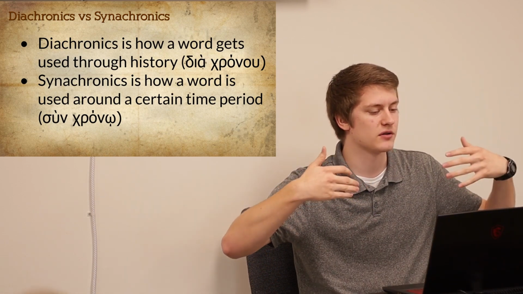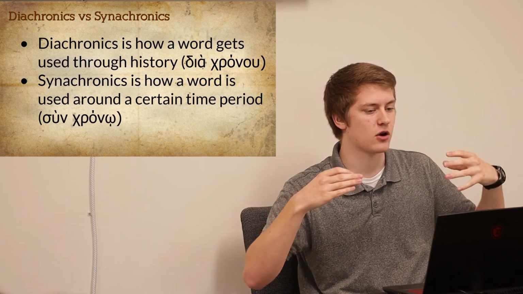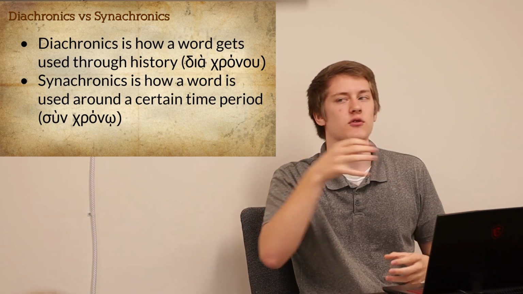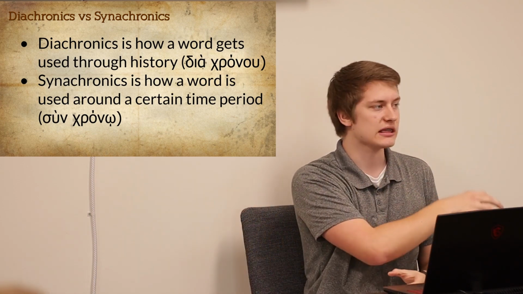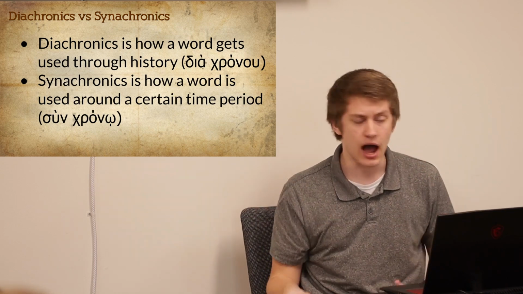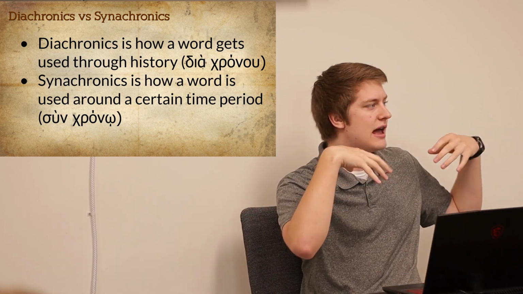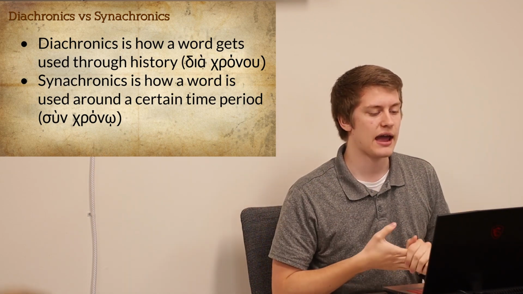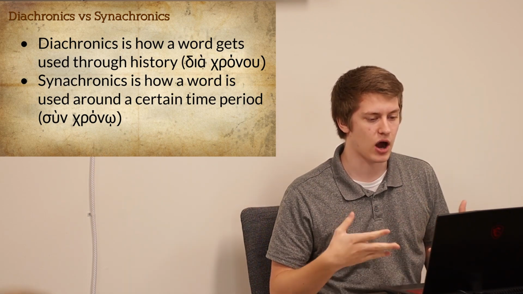philosophers and some of the background of that can be what we call diachronics, which is how a word gets used through history. So through the history of the Greek language, how does the word logos get used? Well, obviously it refers to speech a lot, but we also have that philosopher talking about the divine order of things. So that is diachronics.